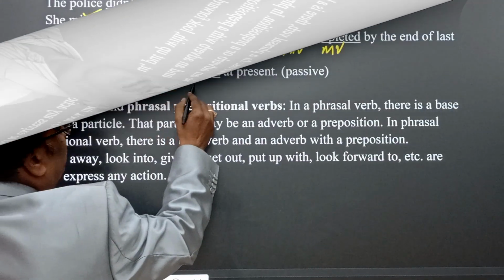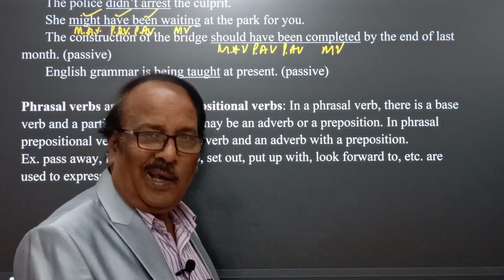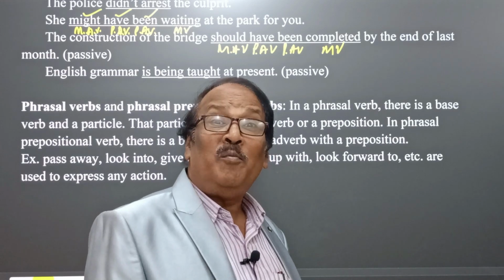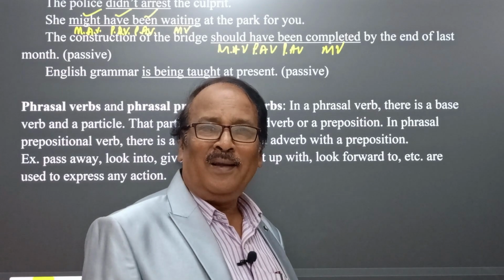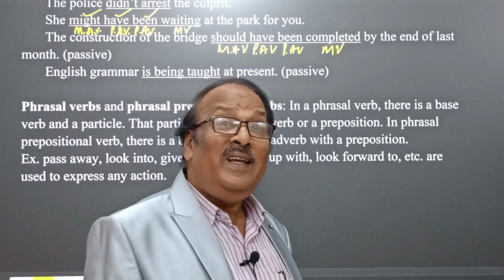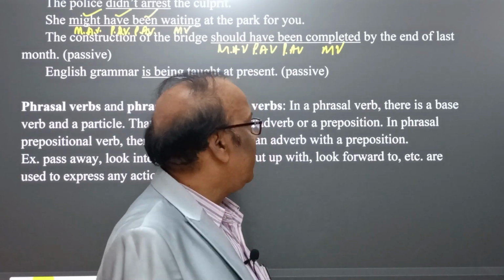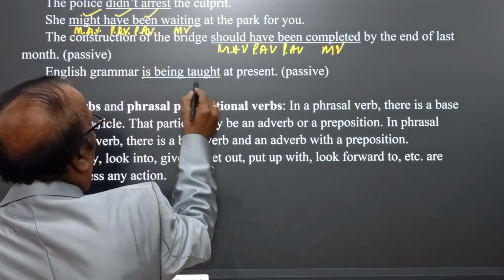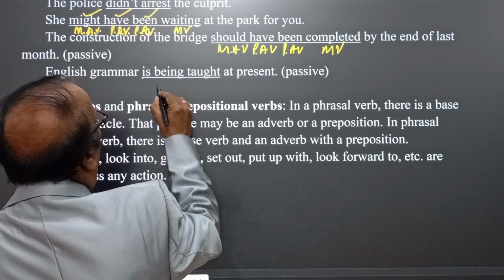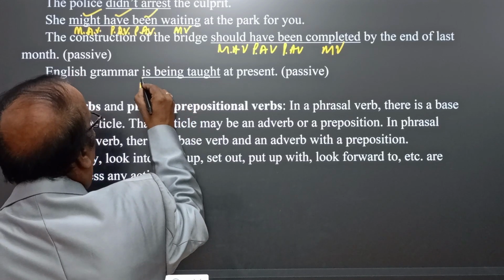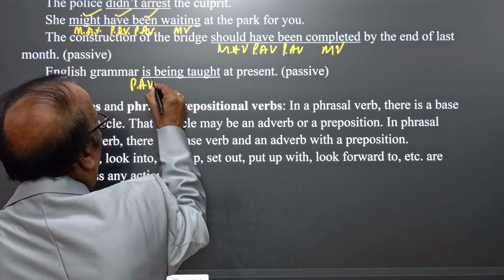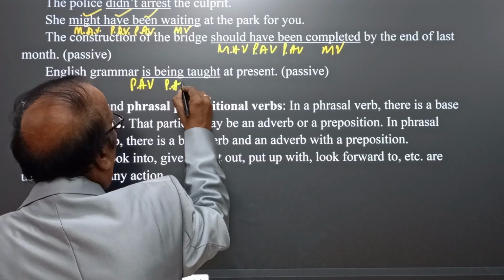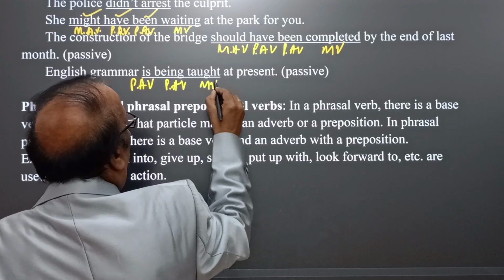English grammar is being taught at present. Yes, I'm teaching the fundamentals of English grammar. Therefore, English grammar is being taught at present. You see, here we find the verb phrase "is being taught", and in this verb phrase, "is" is a primary auxiliary verb, "being" is also a primary auxiliary verb, and "taught" is the main verb.